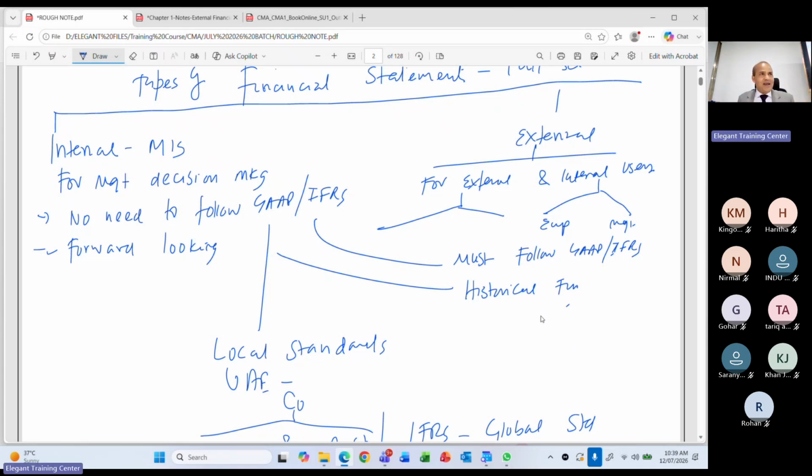What is audited? Actual financials, historical financials. In 2025, what you did, that's my actual financials. That is audited, not the budget for 2026. So budget and forecast are forward looking, and historical means those are the past results. So only historical is audited, not the budget. Clear? Next.